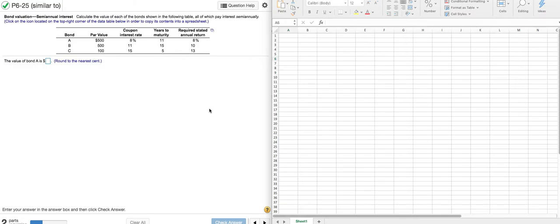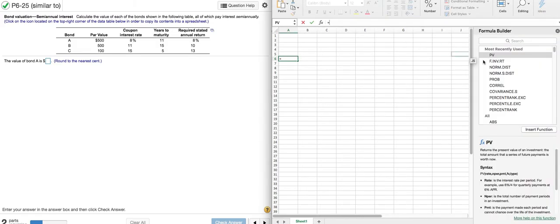Question or problem 6-25, and here we are moving away from annual compounding and taking a look at semi-annual compounding or semi-annual interest. So in this case, we have three different bonds with different par values, coupon rates, different years to maturity, and different required rates of return. So we're going to calculate the present value for each one, and we are going to do that using our present value function.